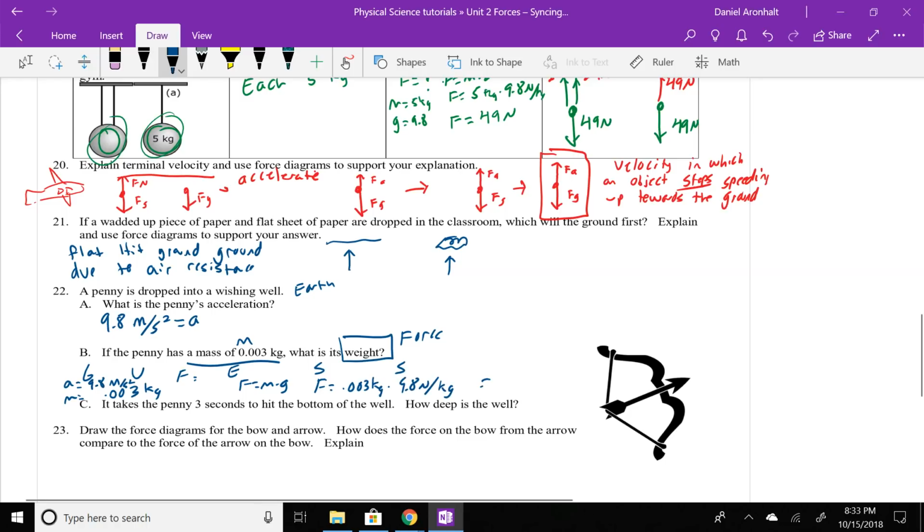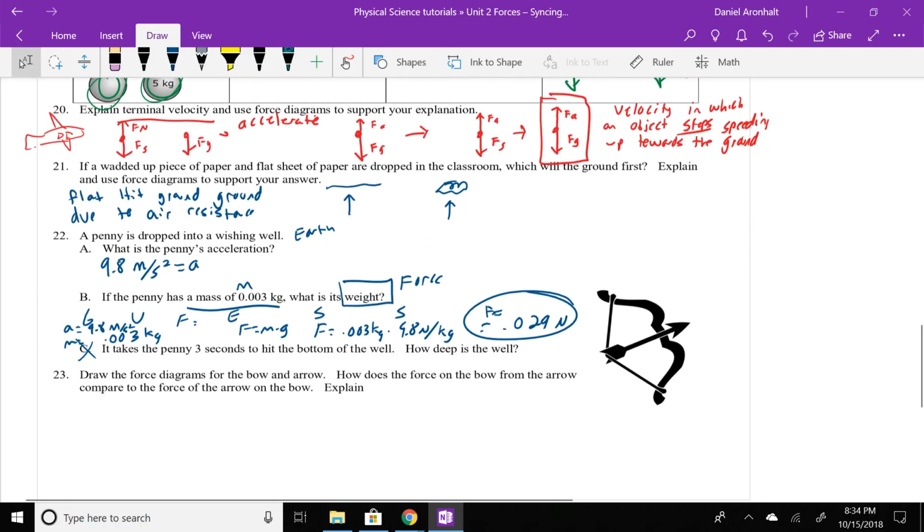So plug it in. F equals 0.003 kg times 9.8 newtons per kilogram. And when I solve it, 0.003 times 9.8 is going to get you 0.029 newtons. So F equals 0.029 newtons. So if it takes the penny 3 seconds to hit the bottom of the well, how deep is the well? I don't know if we actually have that problem on the test, so I think we're fine with that one. We don't actually have that problem on the test. And then finally, yeah, that's a time question. We're not going to do that one.